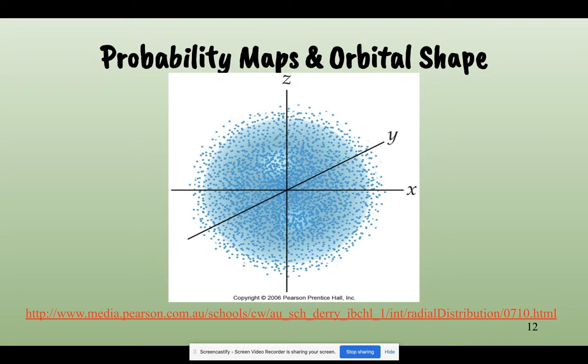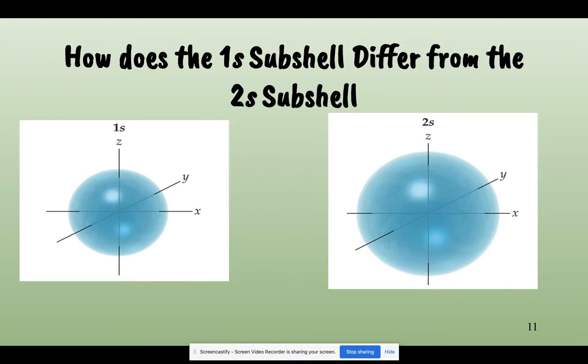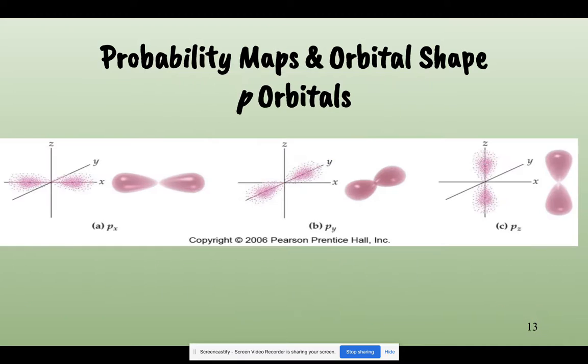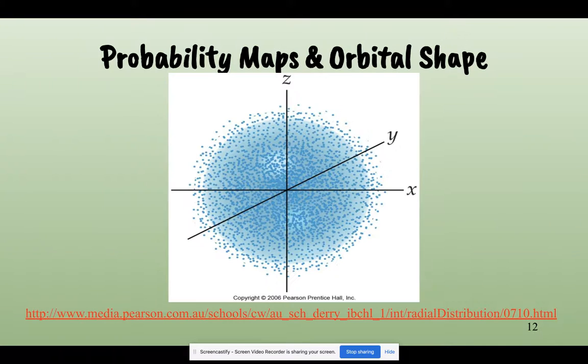Here's just an example of a probability map, a little better representation than these right here, showing that it's actually not like a ball, it's more like a cloud, right? So there's a greater chance as you get towards the center, higher probability. As you get towards the edge, a smaller probability that the electrons will be found there at any given time in that energy.